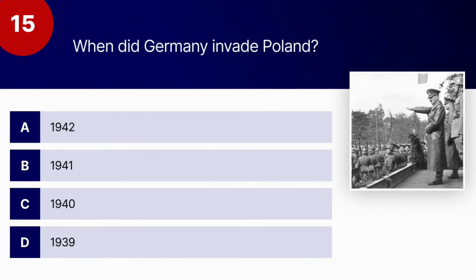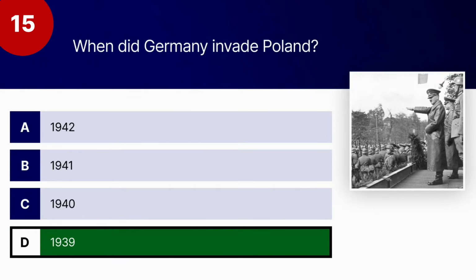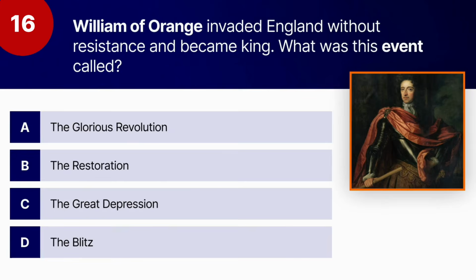When did Germany invade Poland? A. 1942. B. 1941. C. 1940. D. 1939. The answer is D. 1939.